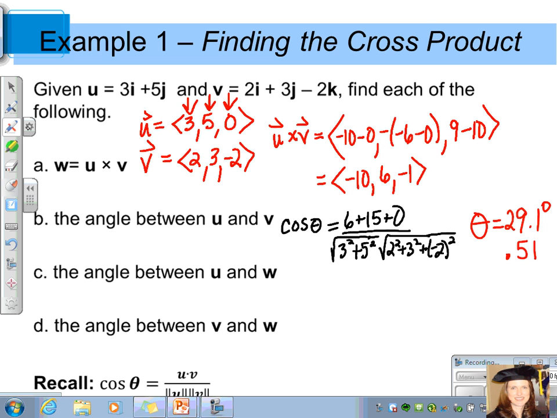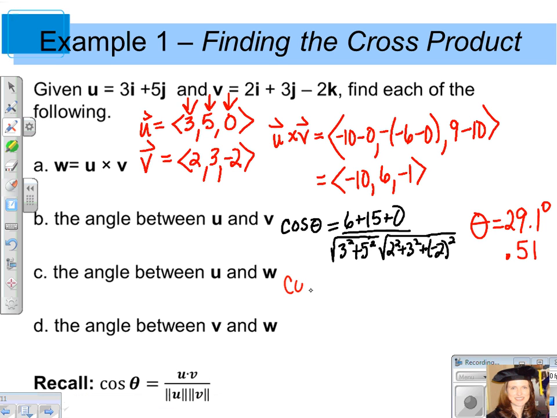All right, so the angle between U and W, we're going to use the cosine of the angle theta. In the numerator, we're going to find the dot product of U and W. So to find that dot product, we're going to multiply the corresponding components. It's going to be 3 times negative 10, which is negative 30, plus 5 times 6, which is 30, plus 0 times negative 1, that's 0.